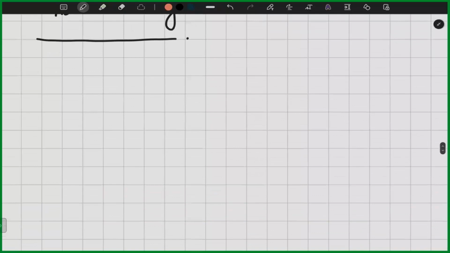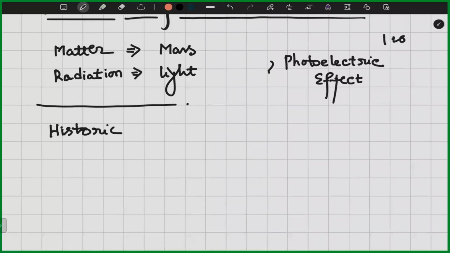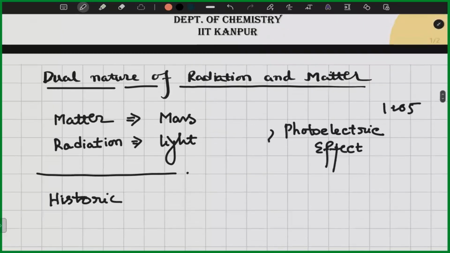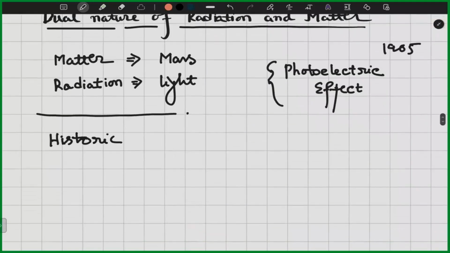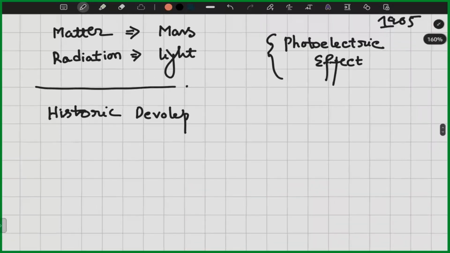We'll discuss first the historic development, how this dual nature of radiation and matter has been identified. Basically, the photoelectric effect in 1905. Through the photoelectric effect, this dual nature of radiation and matter was first identified. So before the photoelectric effect, how the physics evolved, we'll discuss first the historic development. After that, we'll discuss the photoelectric effect.